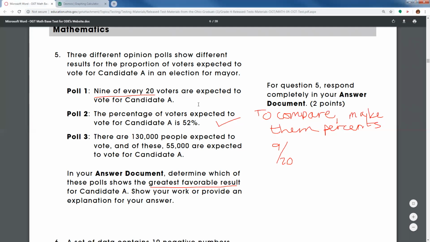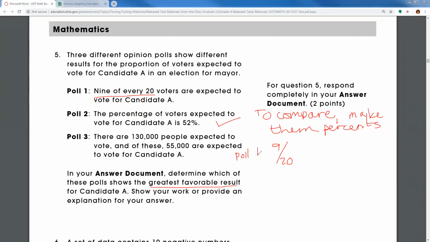And I would show that work. I would say poll 1, 9 divided by 20 equals 0.45, which is 45%. I think showing that process right there is enough. Poll 2, it's already a percent. We don't have to do anything, but I would still write out poll 2 is 52%.